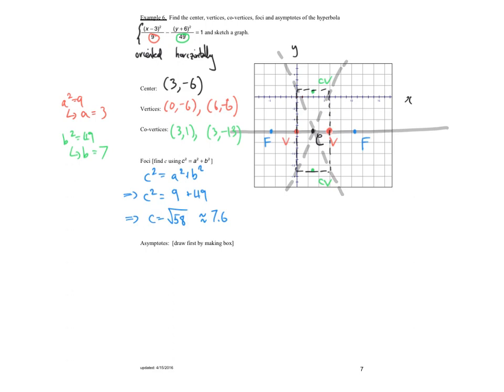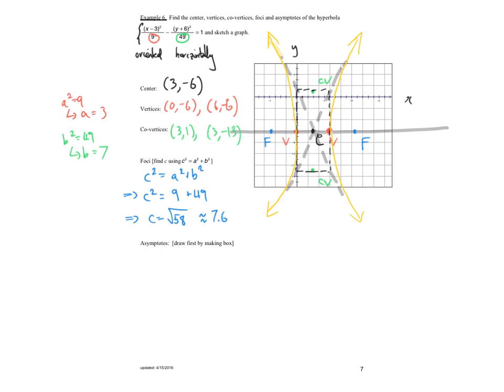Now we're good to draw the branches of our hyperbola. I need to approach the asymptote, pass through the vertex, and approach the asymptote. I need to approach the asymptote, pass through the vertex, and approach the asymptote. There we have it. For the equations of the asymptotes, it's the same deal as before.